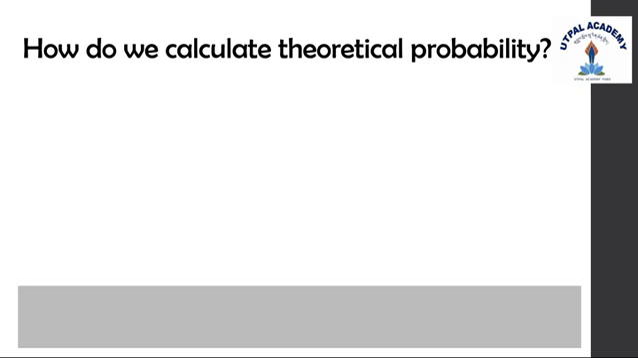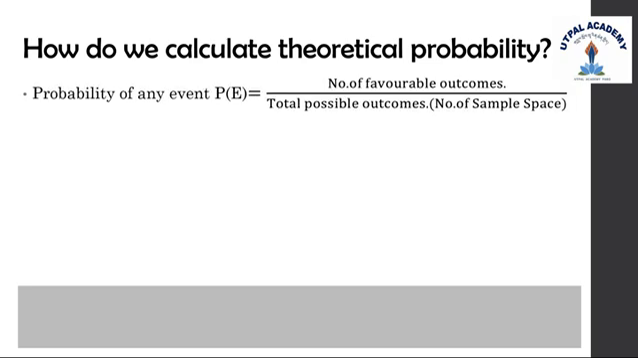How do we calculate theoretical probability? Let us see. Probability of any event, P of E, equals the number of favorable outcomes divided by the total possible outcomes, which is also called the number of sample space.